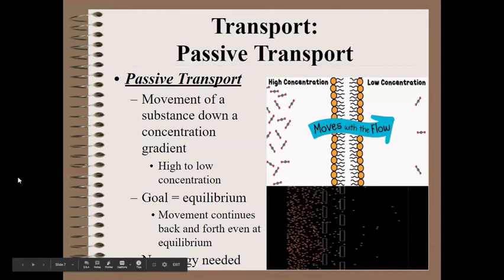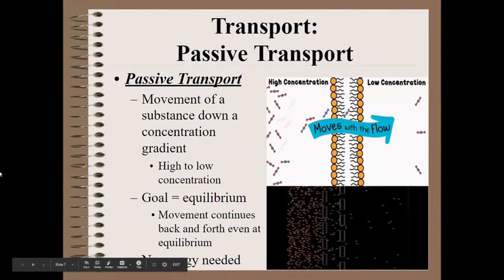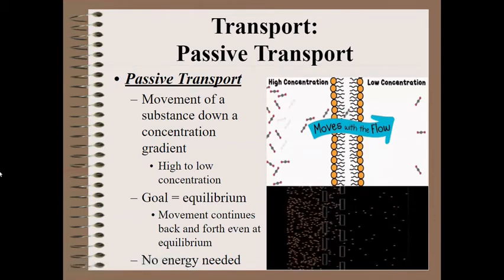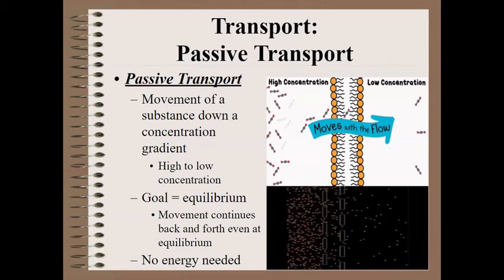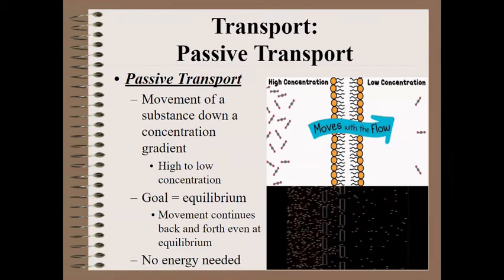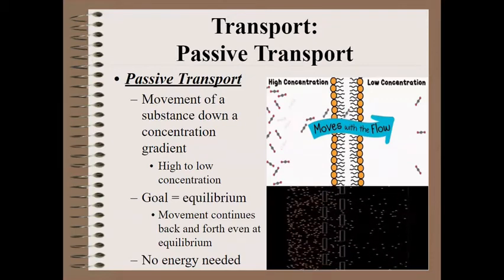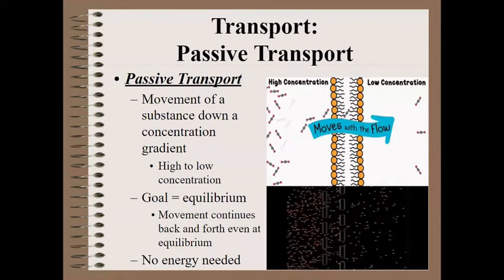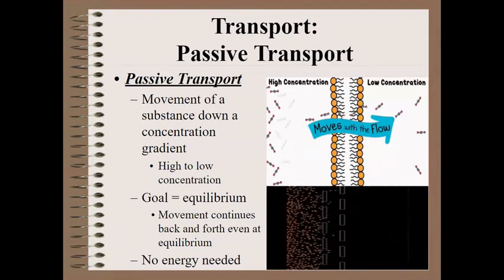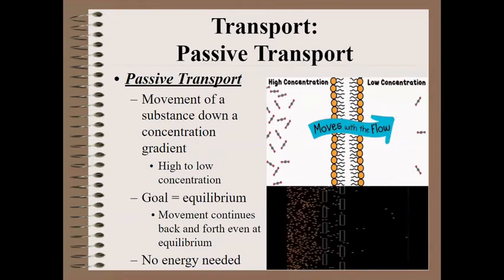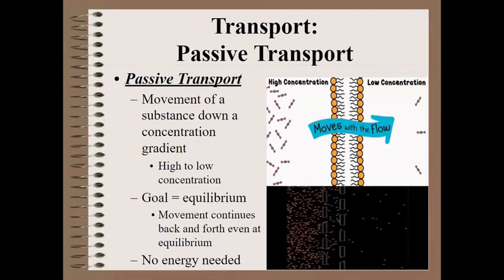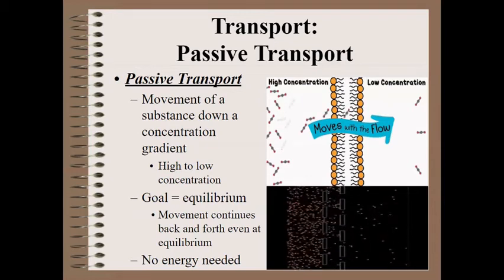Passive transport is the movement of a substance down a concentration gradient. When we say down a concentration gradient, we mean from high to low concentration. Think of it like having something at the top of a hill and rolling that down the hill. We're going from a high to a low concentration.